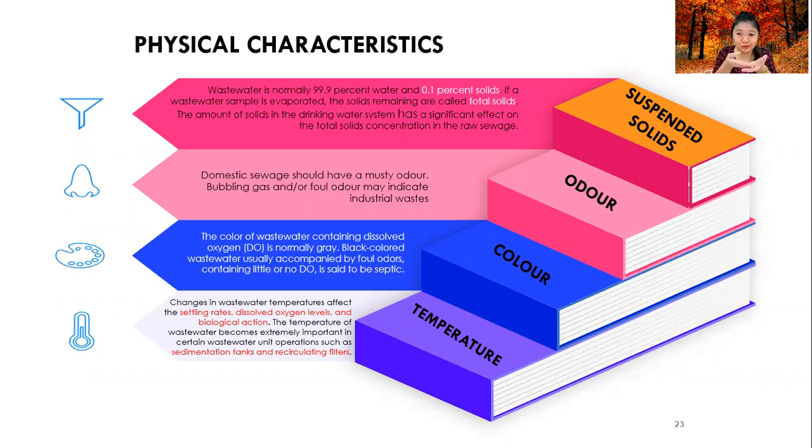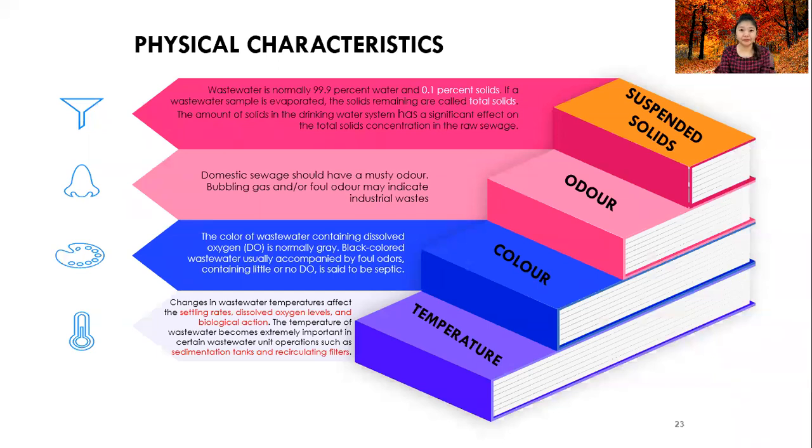So before you do this, you will weigh the filter paper first. Then after you do this process and dry it, you recheck the weight of the filter paper. So you will subtract it, then you will get the grams or milligrams of the total solids.